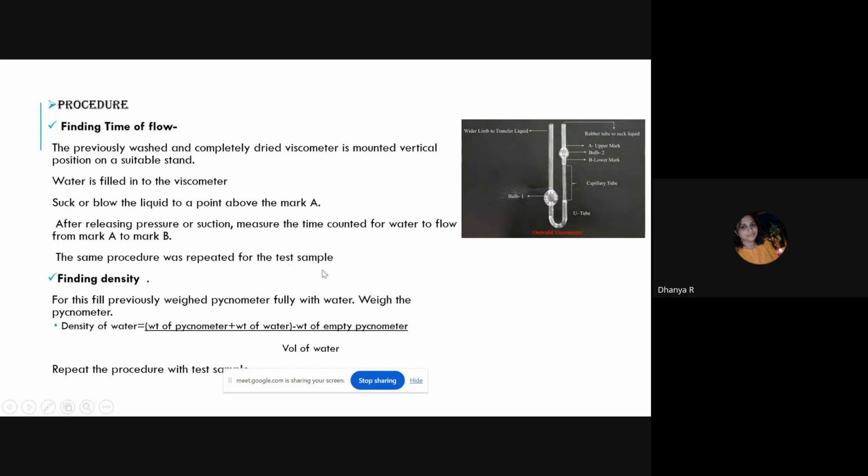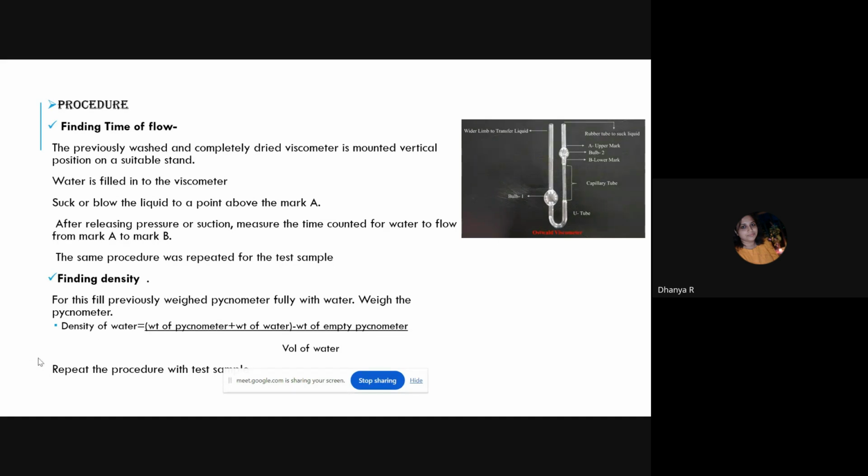The same procedure will be repeated for the test sample. After finding the time of flow, we should find the density. For this, we have to fill a previously weighed pycnometer fully with water, weigh the pycnometer, and find the density by this equation: weight of the pycnometer plus water, that is, after filling the pycnometer with water, you note down the weight as W2, minus the empty pycnometer W1, divided by the volume of water. The volume of the water would be the volume of the pycnometer, which would be mentioned on your pycnometer itself. Repeat the procedure with the test sample.